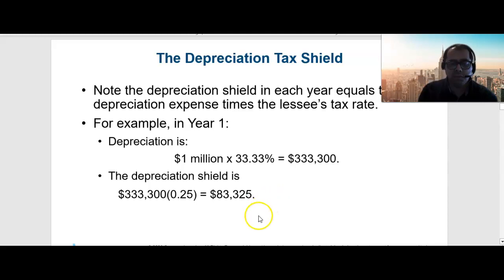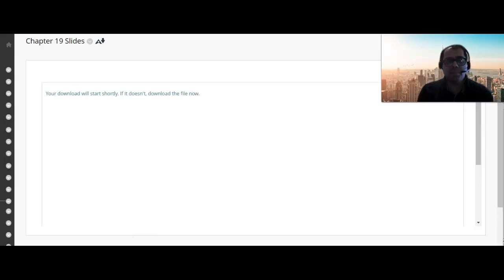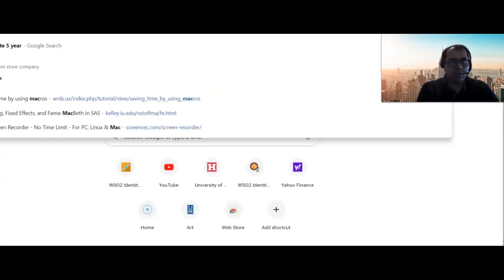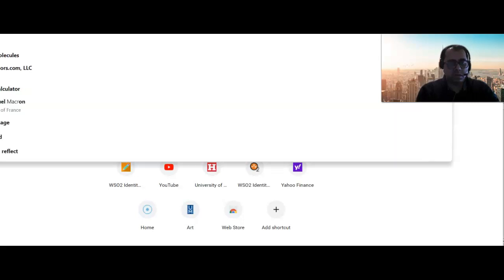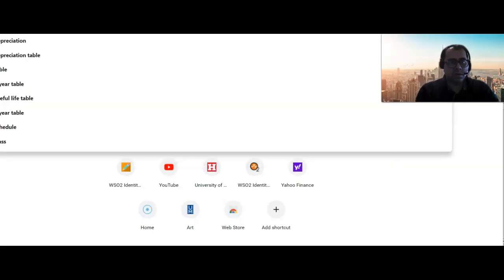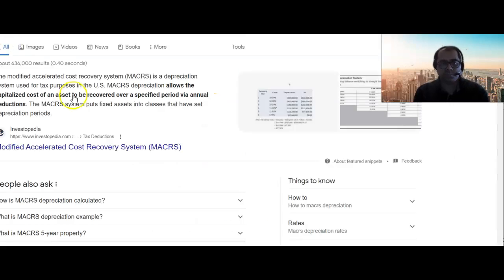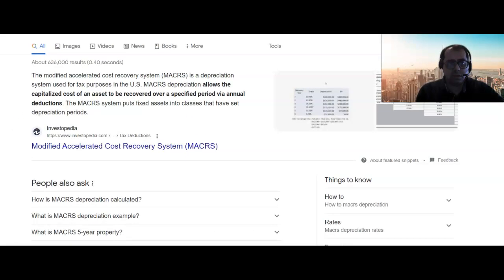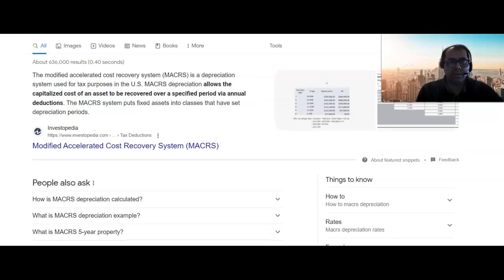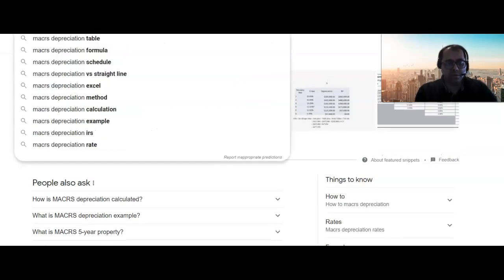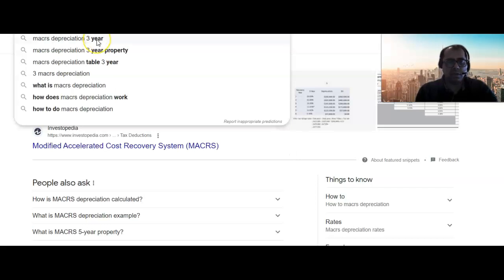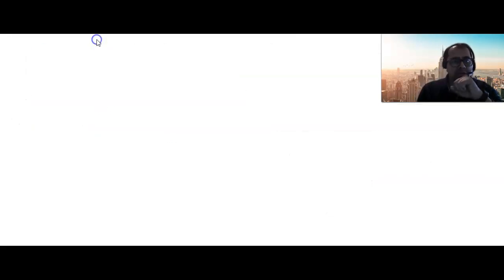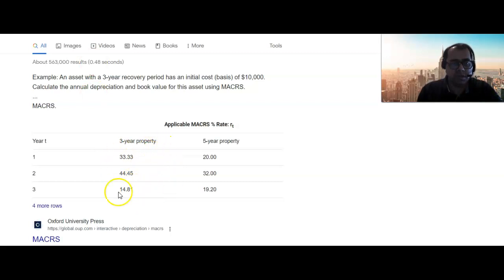And if you need to find out what these percentages are, you can just Google MACRS depreciation, and you get these schedules easily available. So we need a 3-year MACRS depreciation schedule, and here are these percentages.